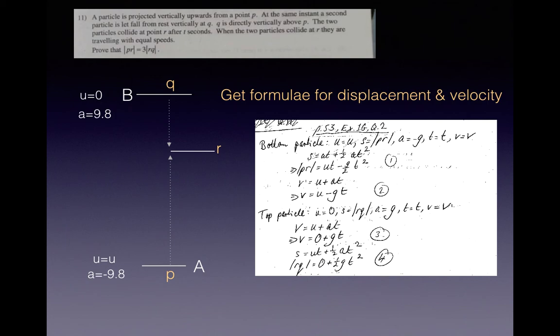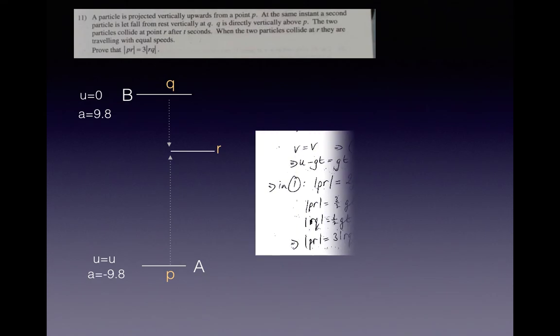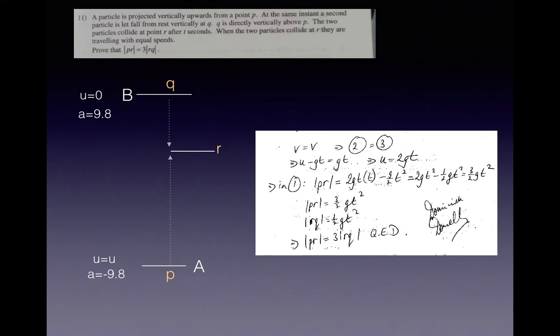Okay. The next thing we need to do is to equate the velocities, because that's what we're told. So that would be formula 2 and formula 3. And that gives me a formula for u. So u works out as 2gt. And then the final thing to do would be to fill that initial velocity into both displacement formulae.